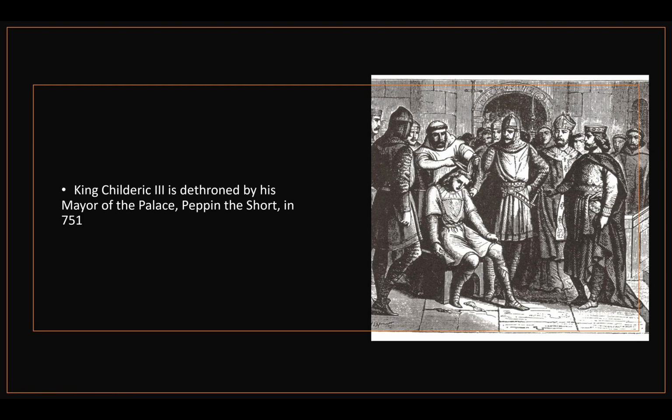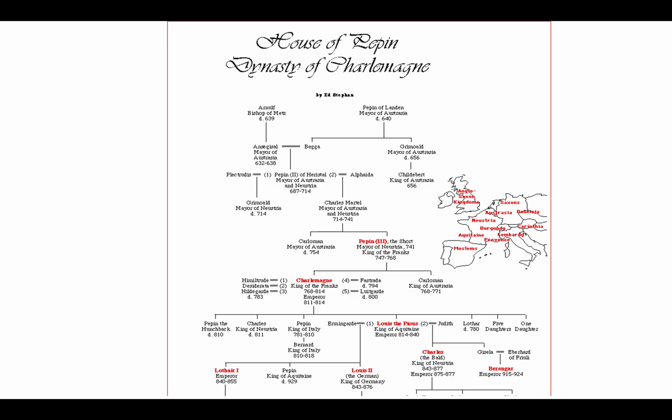and that's the end of the Merovingian dynasty. Now Pepin the Short, since he's a new king from a different family, he's going to be the founder of the Carolingian dynasty. This happened in 751, and here is a family tree of the Carolingians, of the Carolingian dynasty.